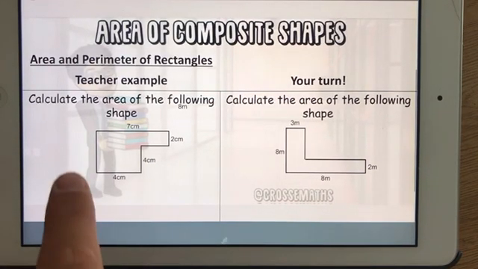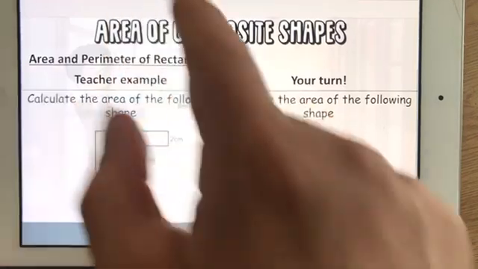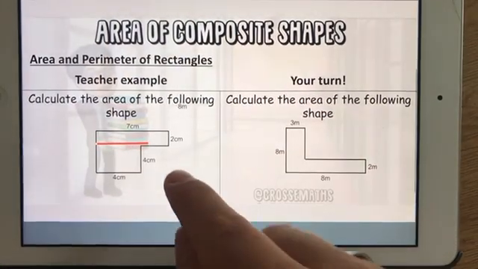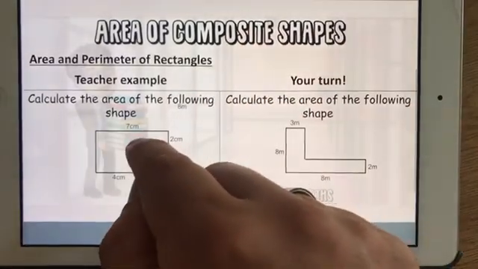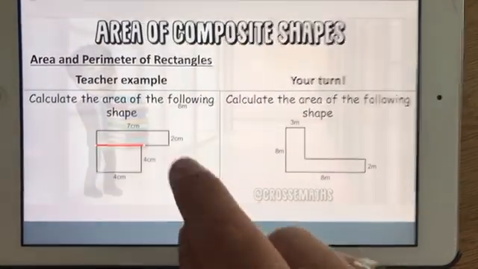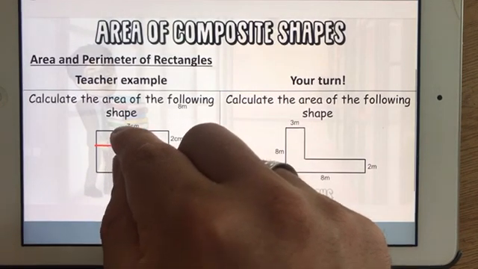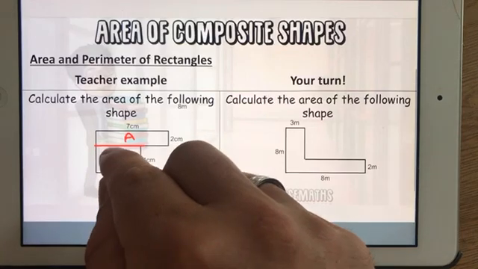Instead of having these two rectangles as they are, I'm going to split them up. I'm going to split them up straight down there. I'm going to draw a line straight through. What I've got on top, I'm going to call shape A. And I'm going to call this shape B.